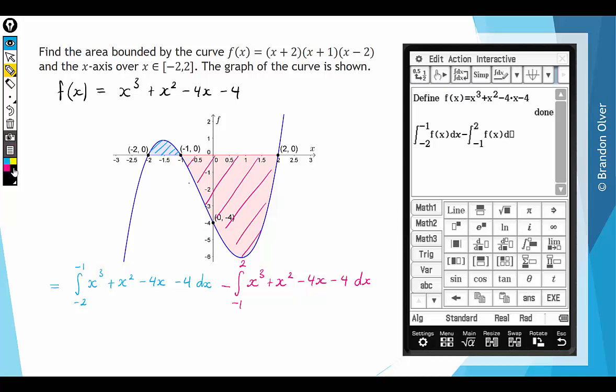with respect to x. So this first part is the same as the blue to the left, and this pink, including that negative sign, is equivalent to the pink ink on the left. If we hit execute, we find that the area bounded by the curve f(x) and the x-axis between -2 and 2 is equal to 71/6 units squared.